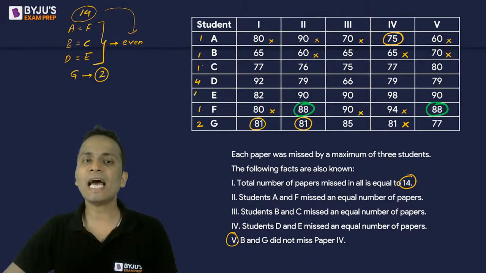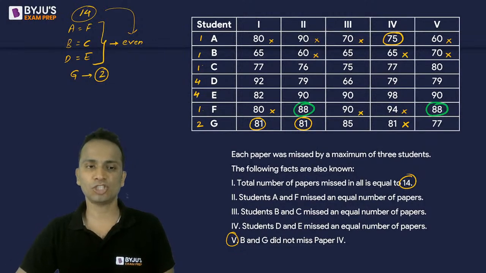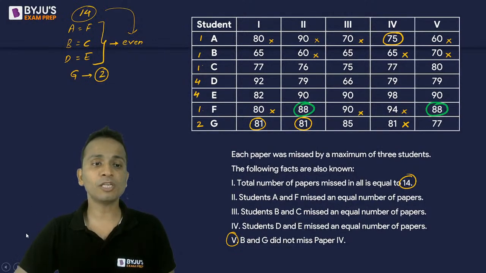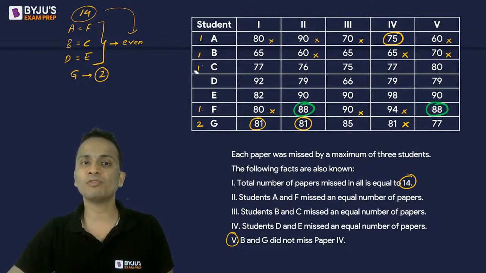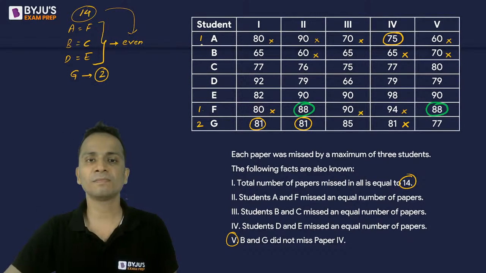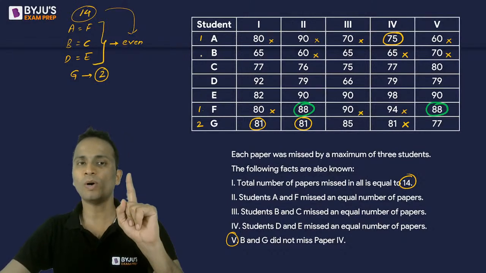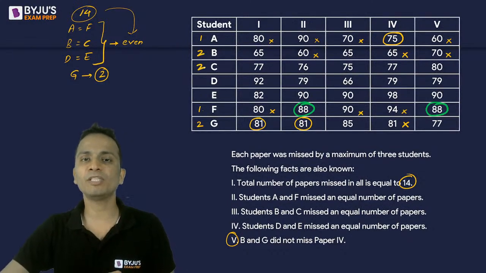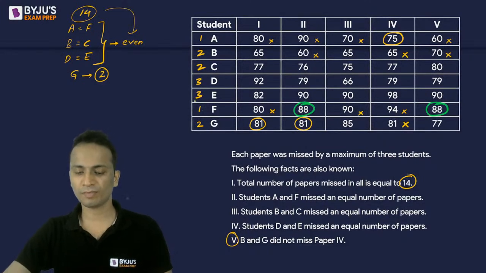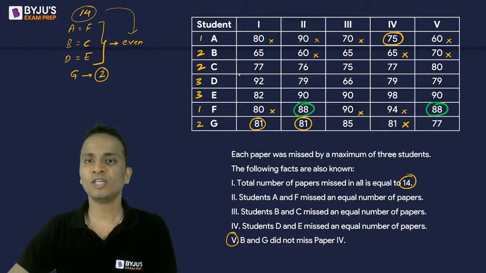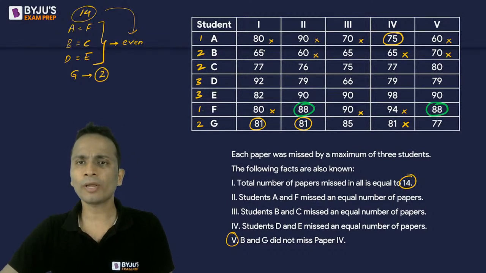Then B and E will miss four papers each. But any person cannot miss four papers, maximum three papers can be missed. So now it is very much clear that A and F have missed one paper, B and C will miss two papers, D and E will miss three papers. Okay, alright. So now talking about B, B will miss paper number 1 and paper number 3.